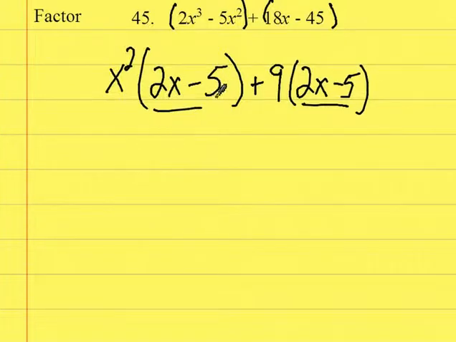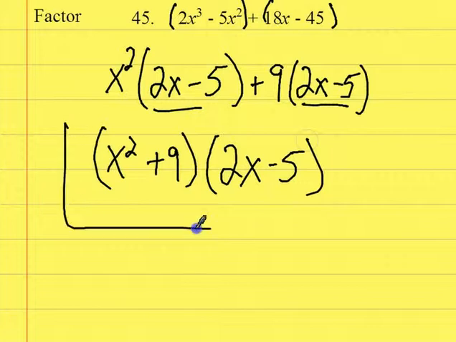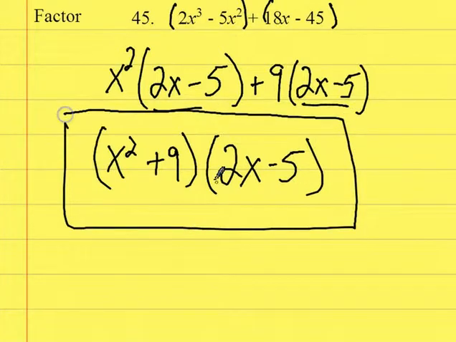Well, if this is 2x minus 5 there, and 2x minus 5 there, we can rewrite this as x squared plus 9, that quantity, because we have an x squared times 2x minus 5, and we have a 9 times 2x minus 5. It's the same as multiplying the sum of x squared plus 9 times that 2x minus 5. And once again, if we were to FOIL this, we would wind back up with that cubic that we started with. In this problem, we only wanted to factor, so we are done with that factored form right there.